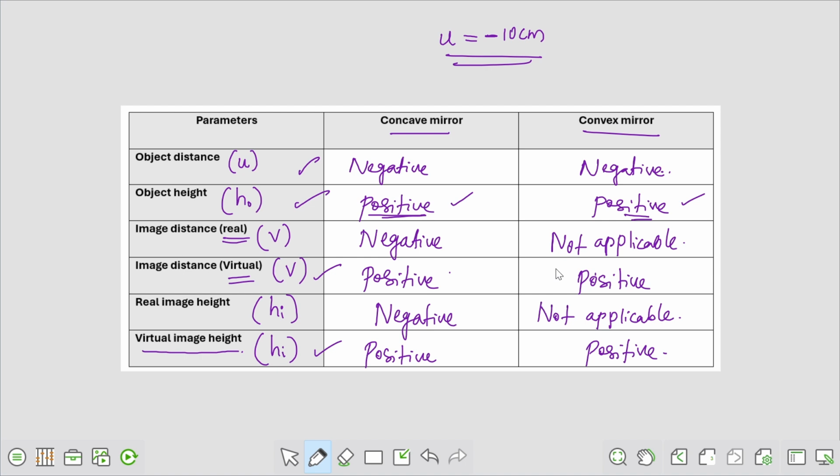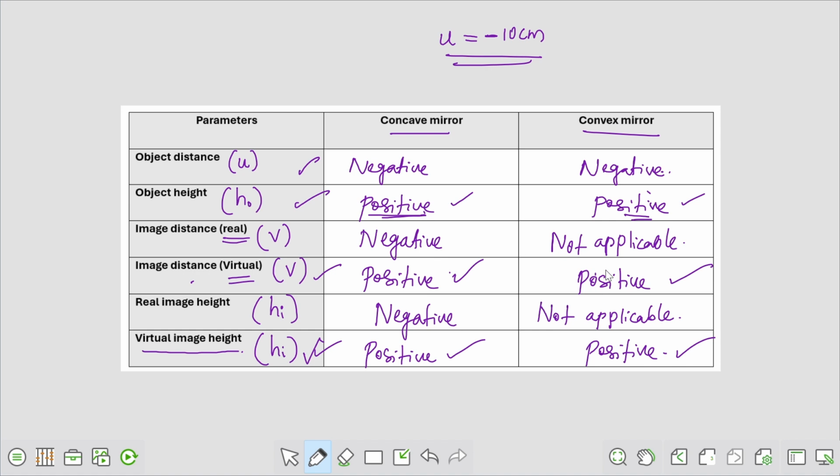If object distance is negative, they are also negative. Object height is positive, here also positive. Then virtual image distance is positive, here also positive. Now virtual image height is positive for concave and positive for convex. Both are same. So that's it for today.